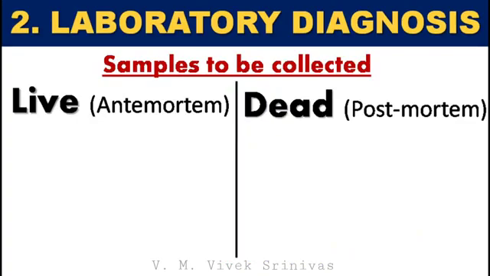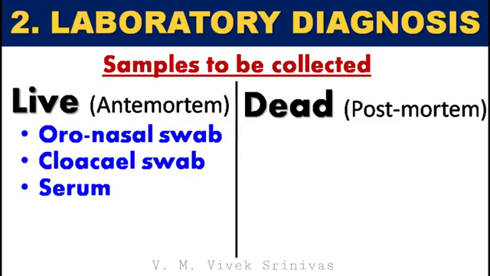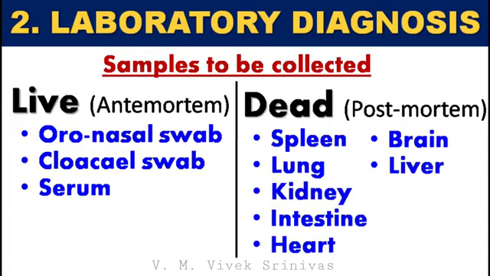Next, laboratory diagnosis. For lab diagnosis, oropharyngeal or tracheal swab, cloacal swab, and serum are collected from live animals. Serum is collected to assess the antibody titer following vaccination, not for diagnosis of Newcastle disease infection. In dead animals, spleen, lung, kidney, intestine, heart, brain, and liver are collected.